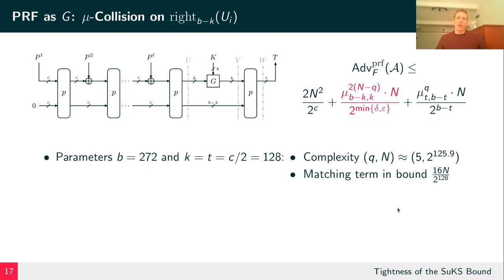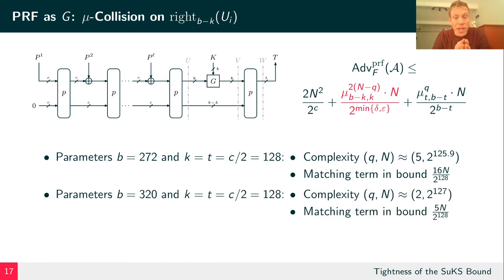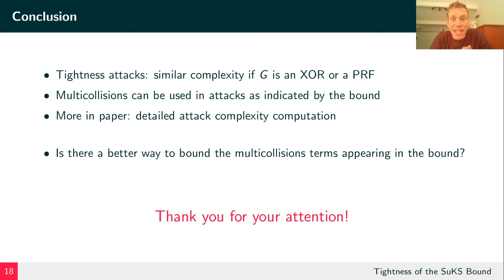In general, if you look at the attack, I'm going to go over it quickly, we get the same numbers as the attack that we had for the XOR of G. This corresponds to the fact that finding the separate collisions doesn't add too much work. To conclude, we prove tightness of the attacks. It turns out that the attack complexity is similar whether G is an XOR or a PRF.